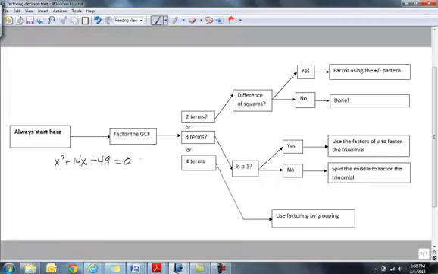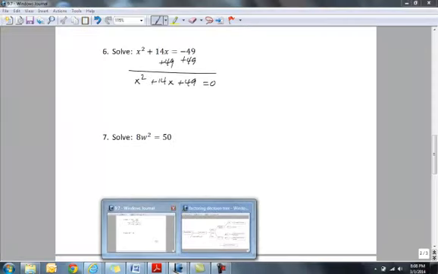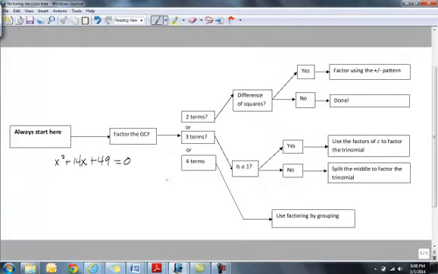Okay, so this is what we ended up with. Let's just double check. Yep. Okay, so start off here. I'm going to factor out a GCF. Is there anything in common? We've got x's in the first two, but not in the third. We've got 1, 14, and 49. I don't see a common factor. So we're moving on. 2, 3, or 4 terms. There are 3 terms. Is a 1? In this case, a is 1 because it's 1x squared. So the answer is yes. So we're just going to use the factors of c.